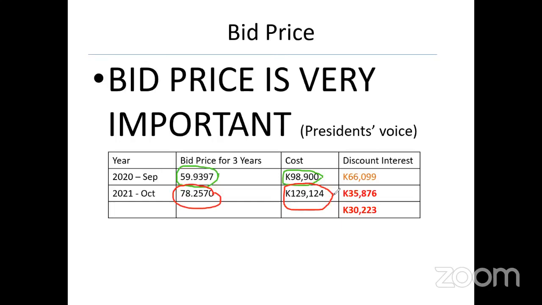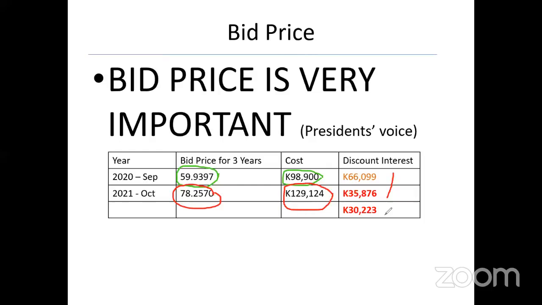If someone also had 100,000 kwacha last month and they wanted to buy a 3-year bond, they most likely paid 192,124, meaning their discount reduced from 66,000 to 35,876 kwacha. So me who invested in 2020, I made 30,000 kwacha more, but 35,000 kwacha is quite a lot of money for doing nothing, by the way. When you do your bonds, it's not like you are holding Zoom meetings, you are not doing advertising, there is nothing, you just let your money work. And this is why bonds and stocks are probably one of my favorite investment vehicles.